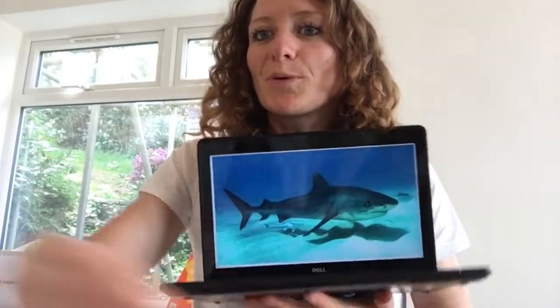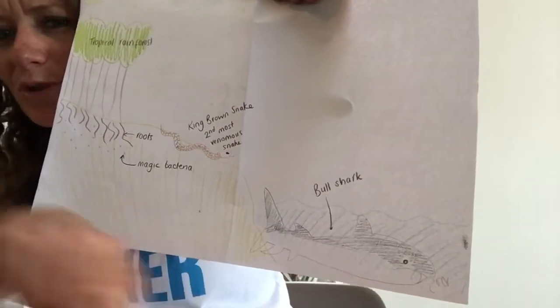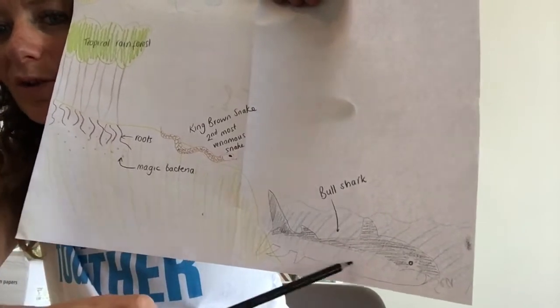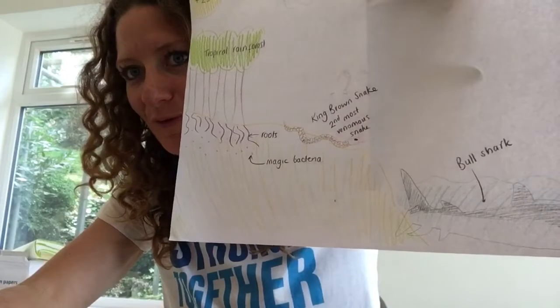So we're going to draw our bull sharks. I'm going to hold it up on the screen again so that when I pause it, you can see it. Draw your bull shark in the sea. Okay. So this is my drawing and you can see that I've labelled it bull shark. And actually, I even think he looks grumpy. They are genuinely terrifying animals.